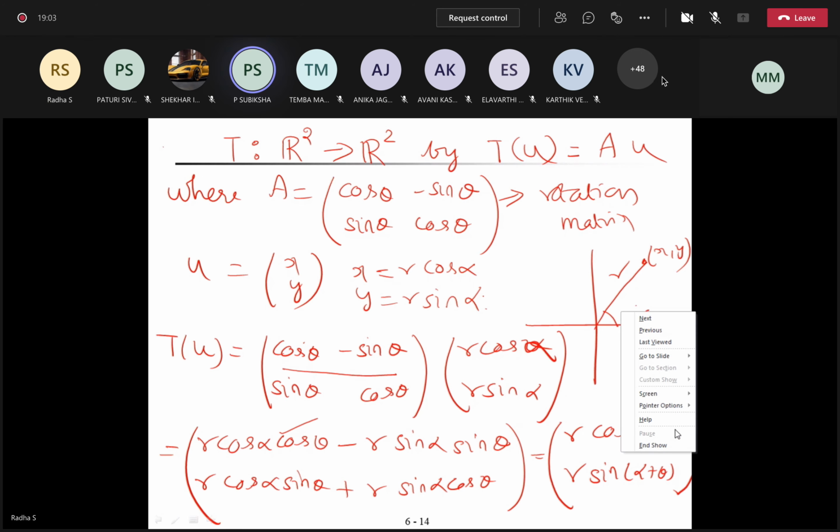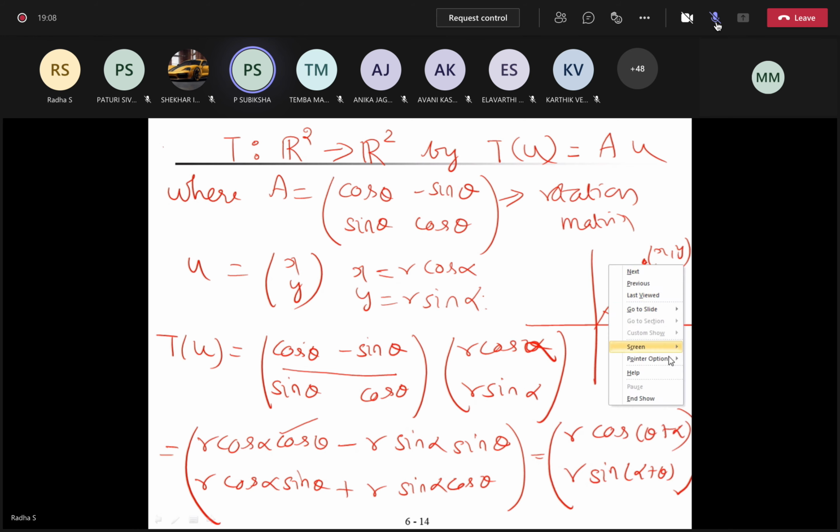It should be alpha minus theta, ma'am, because minus is there, right? Why minus? What is the cos of A plus B formula? Check the formula. Cos of A plus B is cos A cos B minus sin A sin B. Sin of A plus B and sin of A minus B change with the sign, but cos A cos B minus sin A sin B is cos of A plus B. Check it.